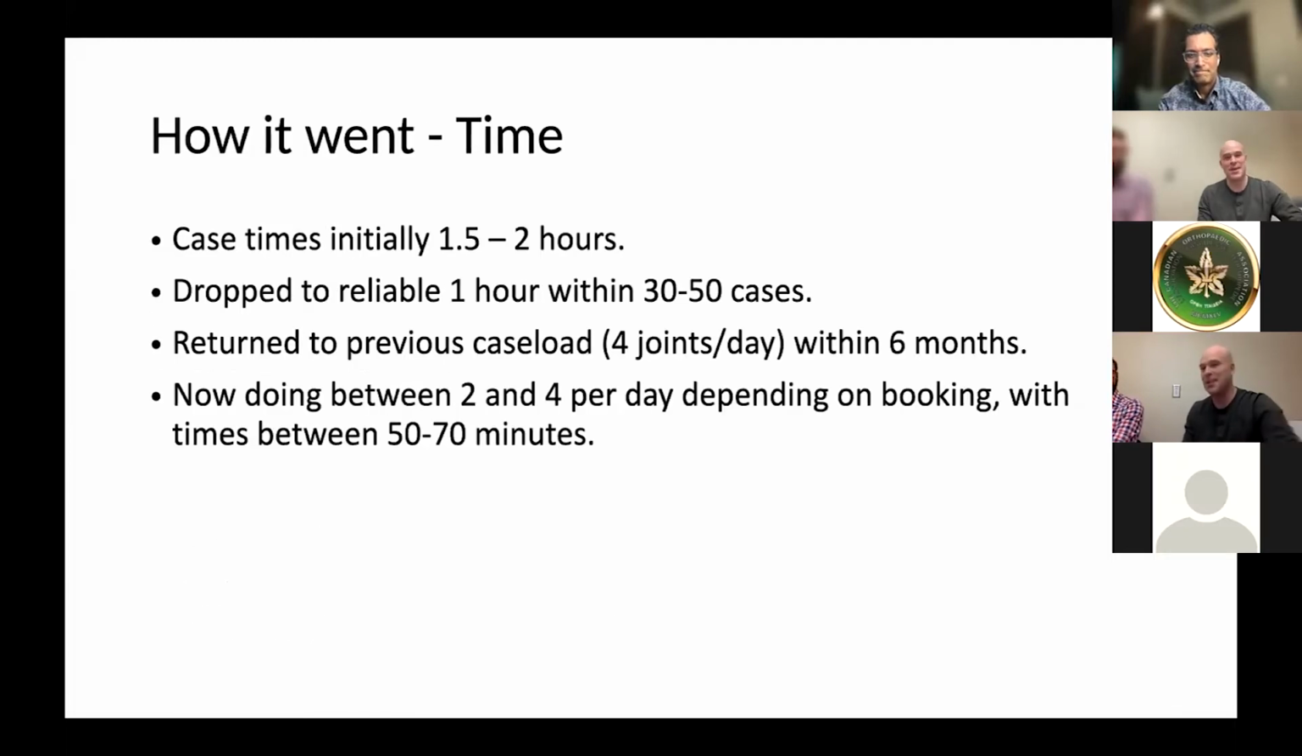Yeah, so I think how it went: initially, it certainly expanded our operating time. We were around 1 hour and a half to 2 hours, depending on the case. Within the first 30 to 50 cases, that dropped quite reliably to around an hour, give or take. By about 6 months in, we'd returned to our previous caseload, doing four primary joints a day. And that's continuing. We did 4 today, actually. I would say average times are somewhere between 50 to 70 minutes, depending on patient factors.